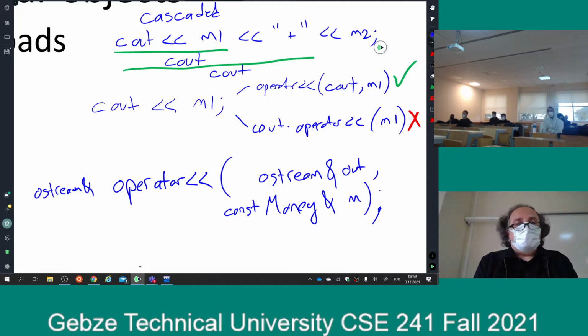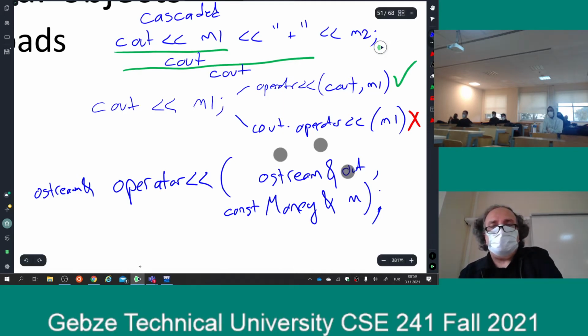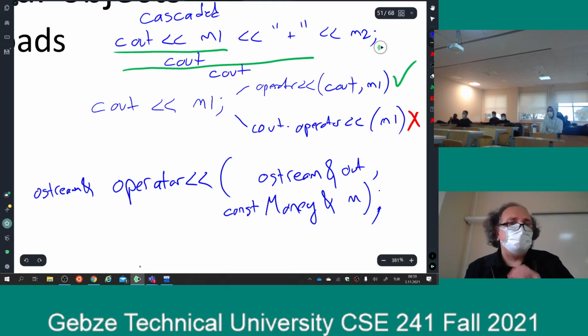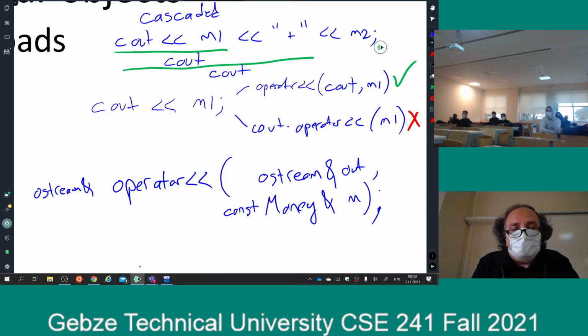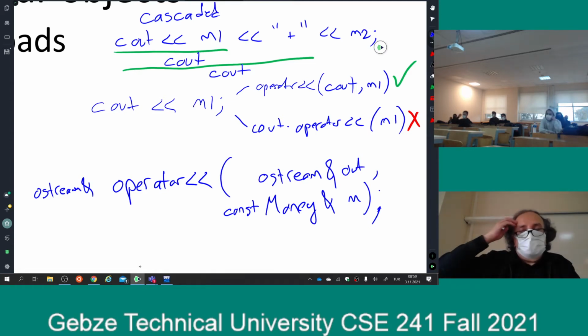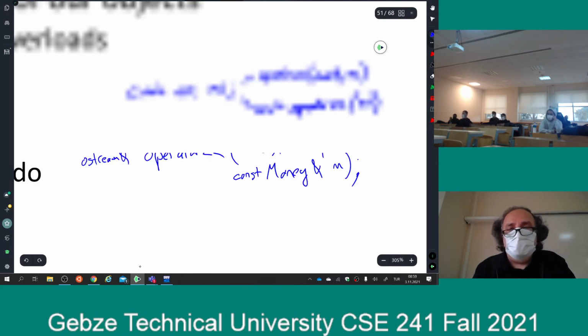Why? Because I am going to return exactly the same object, the object that I get in. I am returning it as a reference, so there is no copying involved, and I am returning exactly the same object that I received. So this should be how the declaration of the function looks.